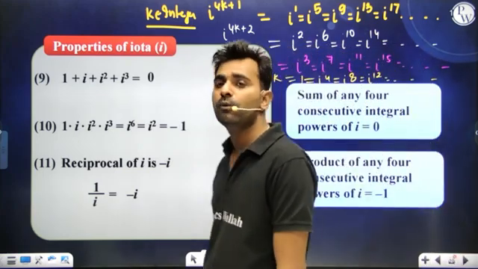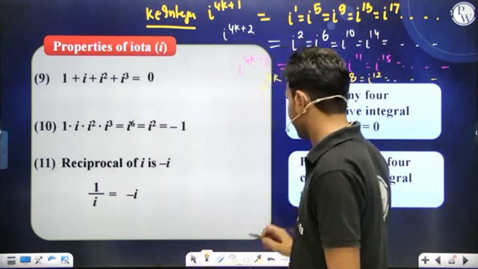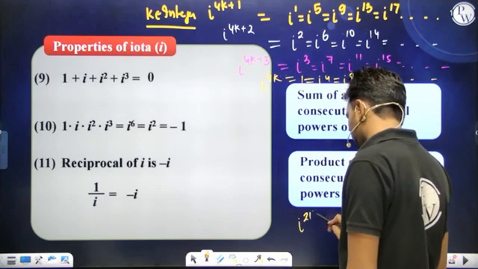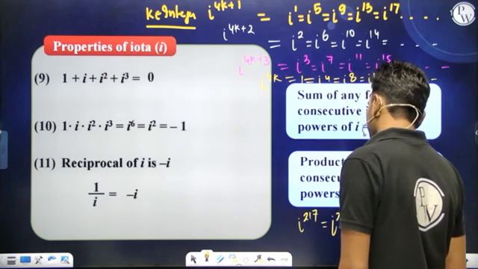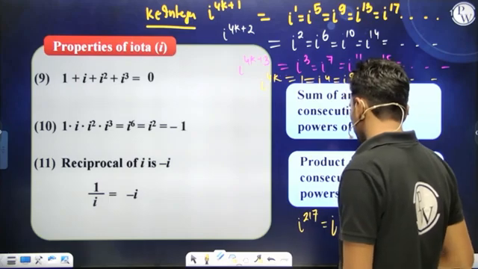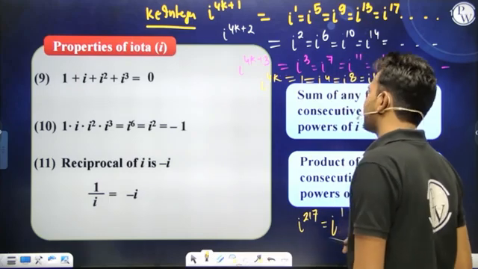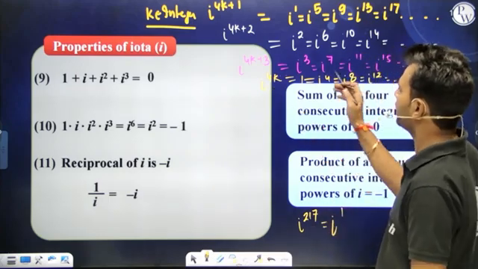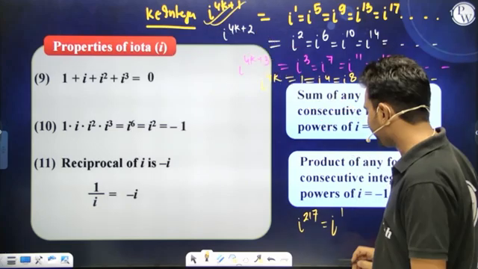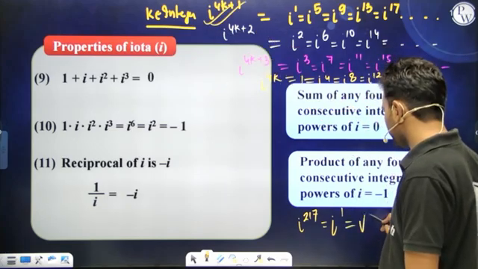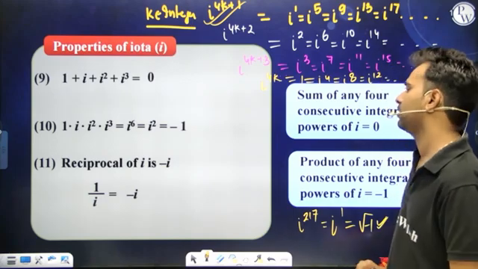So what is the value of iota to the power 217? Can anybody tell me? It will be equal to iota to the power 1 only. Why? Because 216 is a number which is divisible by 4. So the category is going to be this one, and if this category is there, then it is equal to iota to the power 1 only, that is equal to under root of minus 1.